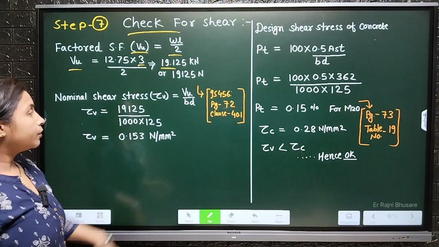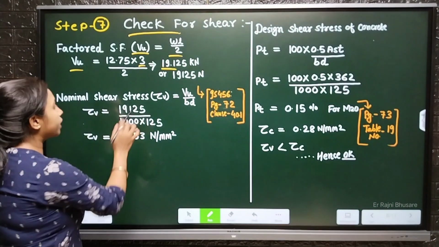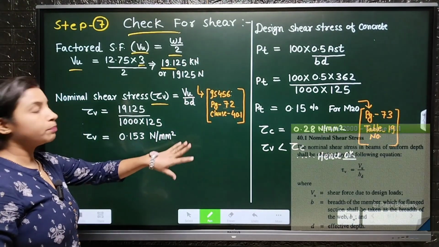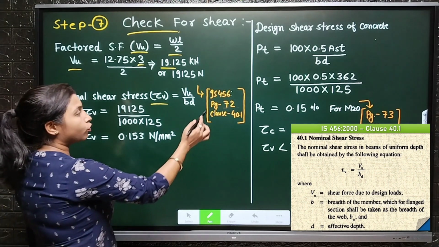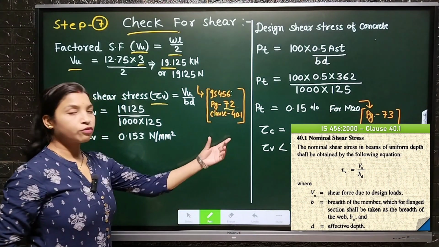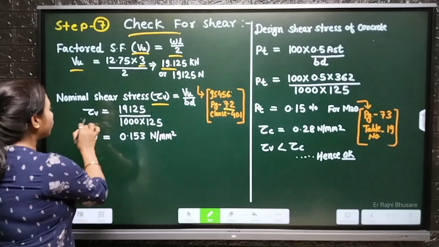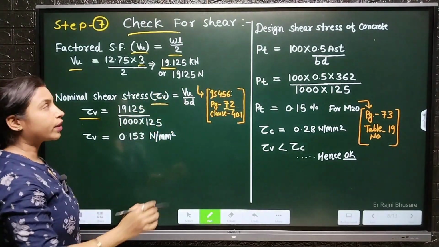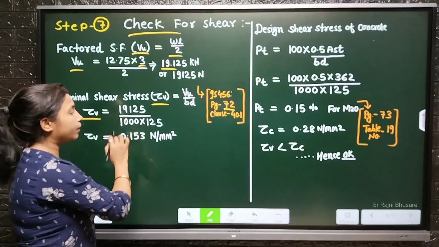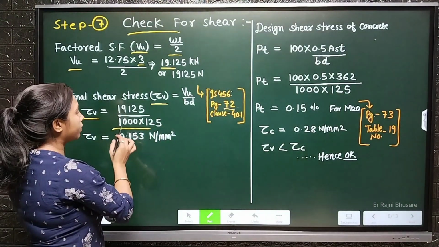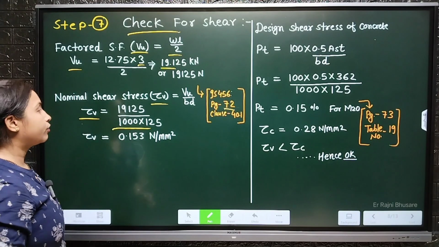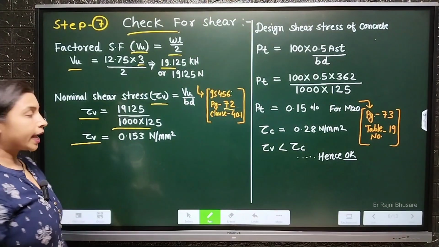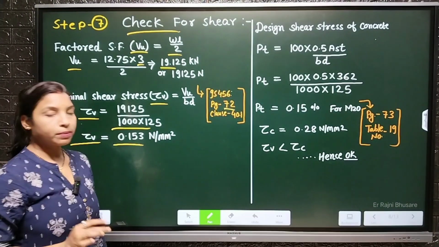Okay, and after that we have to determine nominal shear stress. It is denoted by tau V. Its formula is Vu by bd, and it is taken from IS code 456, page number 72, clause number 40.1. We calculate tau V by putting all values in this formula. Our Vu we have calculated as 19.125, put that upon b into d. Our b is 1000 and d is 125. So now it's calculated, and our tau V is 0.15 Newton per mm square.